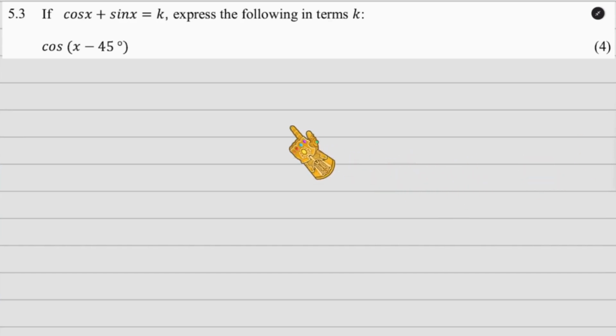In question 5.3, we've been given this trig expression is equal to k, and we need to express this in terms of k. Now, I smell a compound angle over here. Your trigger to see it is if you see a binomial, that is the angle, and you can't simplify it further. So let's grab our compound angles.